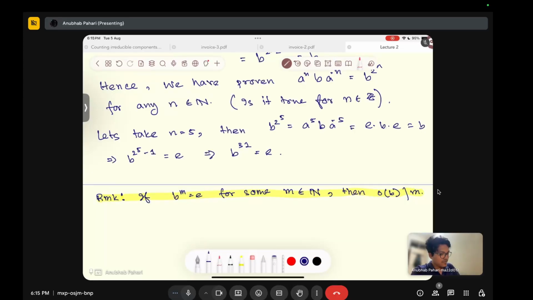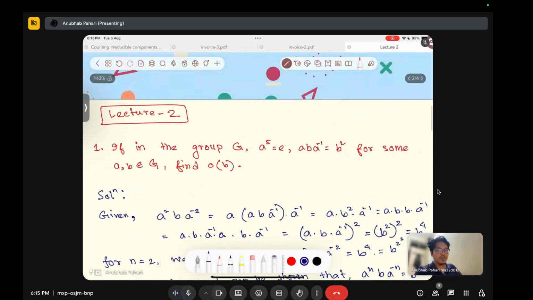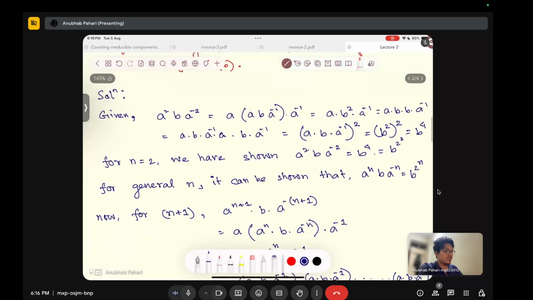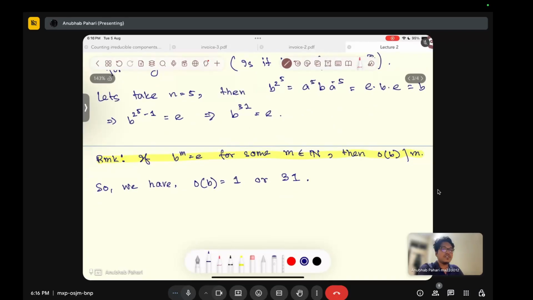So we have order of b equals to 1 or 31. So what we have shown is that if in the group G we have a to the power 5 equals to identity, and a b a inverse equals to b square, for some a, b belongs to G, then order of b equals to either 31 or 1. So please let me know if you have any doubt from this solution.